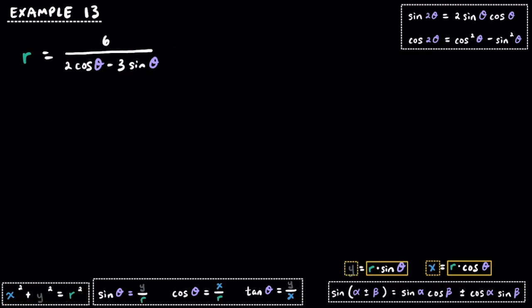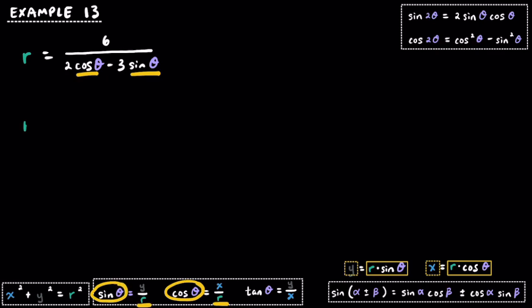And for one final example, let's try example 13, where we have r is equal to 6 over 2 times cosine of theta minus 3 times sine of theta. What we can do right away here is look at this cosine of theta and this sine of theta. Cosine of theta, which is right down here, we know is going to be x over r, and sine of theta, which we have right over here to the left, is equal to y over r.